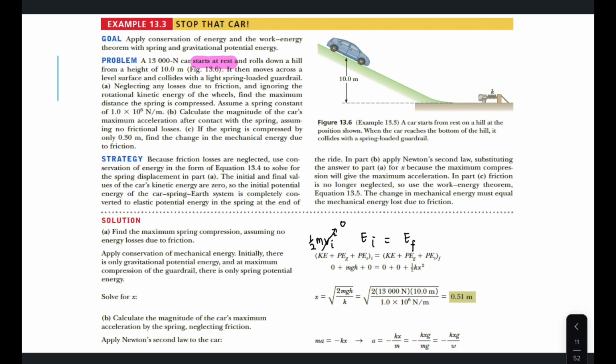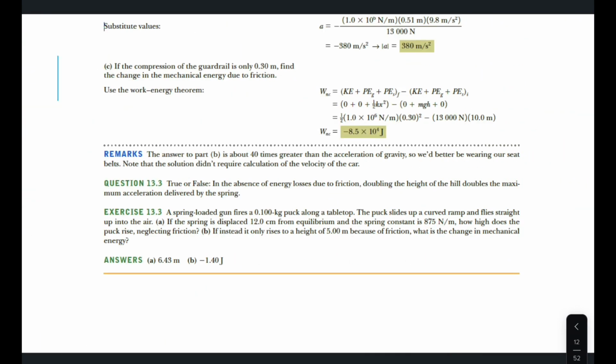The m here is mg, therefore the upper part of it also needs to be multiplied with a g. So now we have this kind of equation. Substitute all the values given, you will see your a is negative 380 meter per second squared. If you want to refer only to the magnitude, then we do the modulus of that value, which gives us 380 meter per second squared.